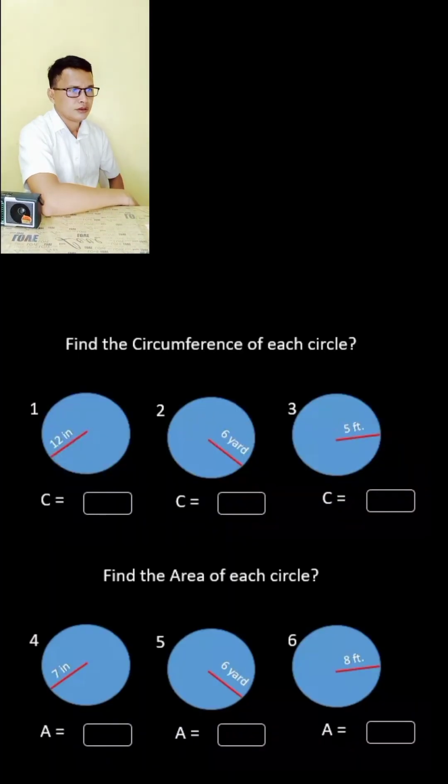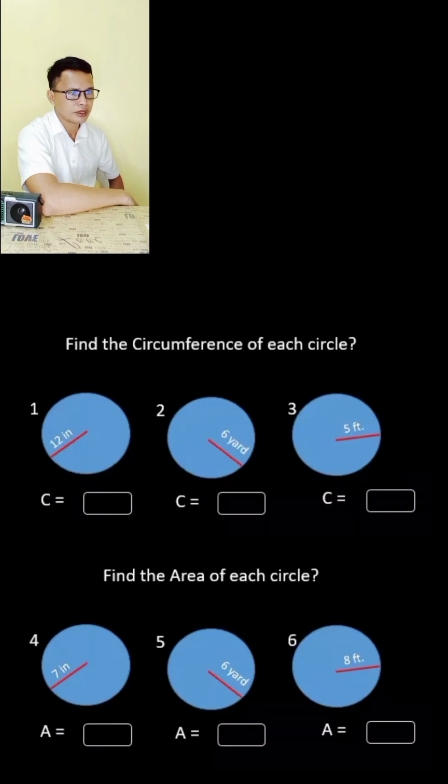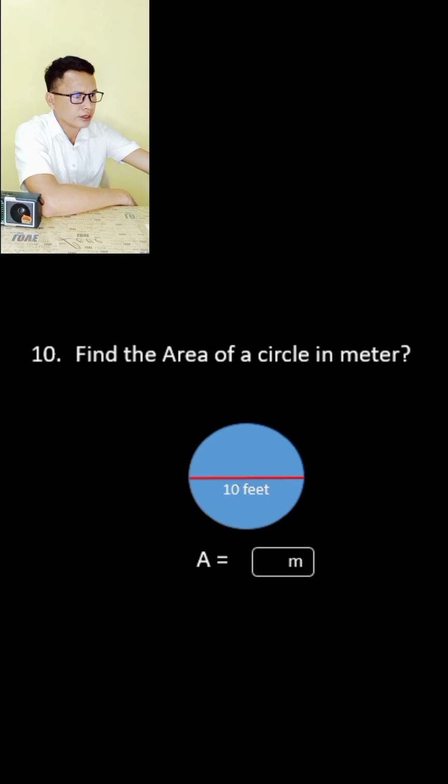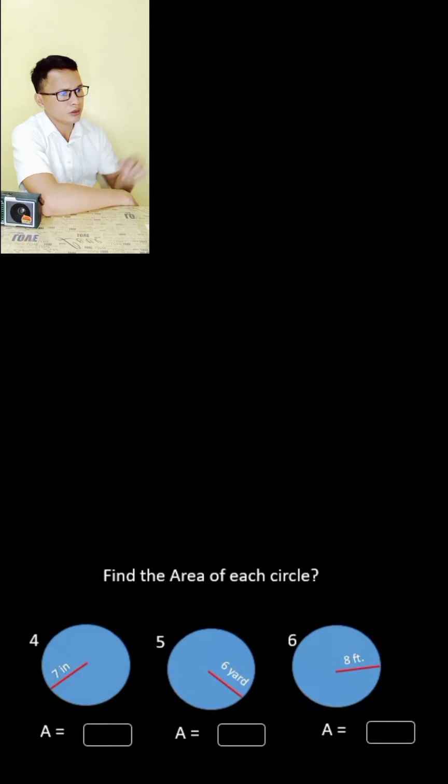That's how easy it is to solve the area and circumference of a circle. Now I will give you 7 problems, 1 to 6 and number 10, and answer them in 15 minutes. And submit your answer to our e-classroom. Again, answer these 7 problems and submit your answer to our e-classroom. For you to read well, you may pause this video while answering and come back after 15 minutes.